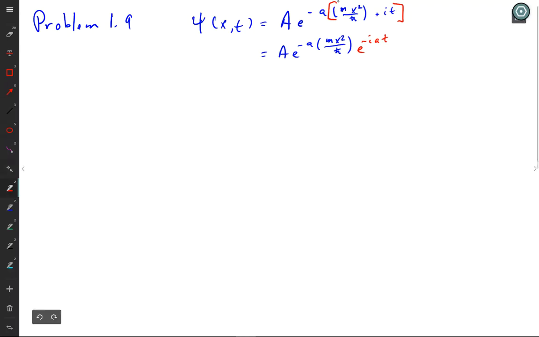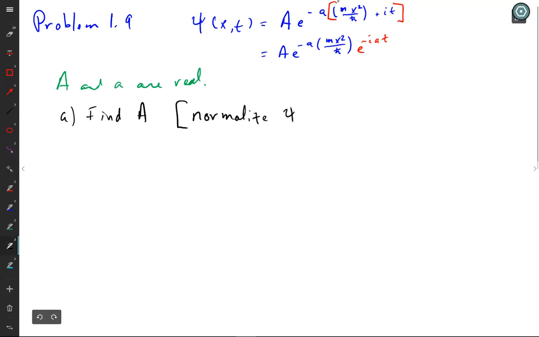Now, this problem tells us specifically, and this is important, A and a are real. So that means when I do the complex conjugate, it doesn't affect those. And then we have part A with no pretense. Find capital A. So now you as the student have to say, what's the method by which I can find what capital A is? You normalize it. So find capital A is code for normalize it. Because A, after all, we call it the normalization constant.